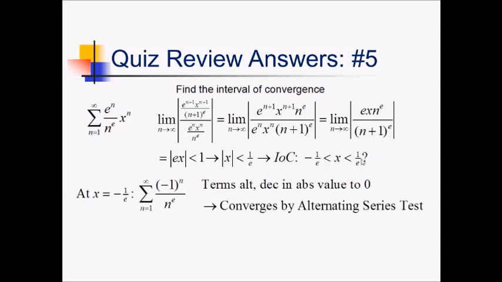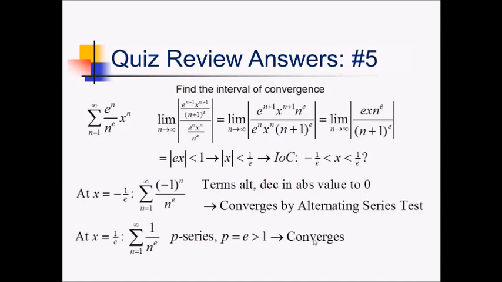But let me test out that other endpoint first, 1 over e. If I have e to the n times 1 over e to the n, those are just going to cancel out, leaving me with 1 in the numerator. So now this is just a plain old p-series here with a p-value of e, which is kind of weird, but that's a number bigger than 1, so that means this is going to converge by the p-series test.